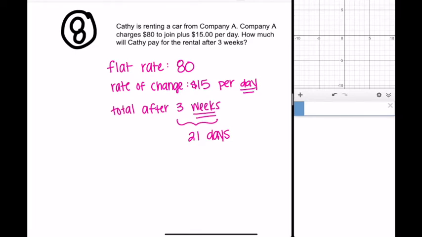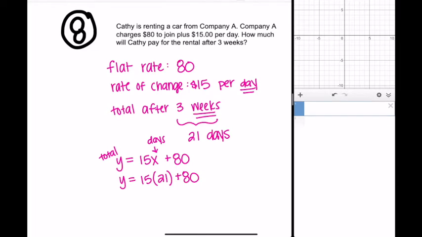So her total cost, we'll call that Y, is equal to $15 per day X plus the initial $80. But we want to know what is the total cost after 21 days. So we're going to plug in 21 for X. So she pays $15 times 21 days plus the $80 that she had to pay up front.